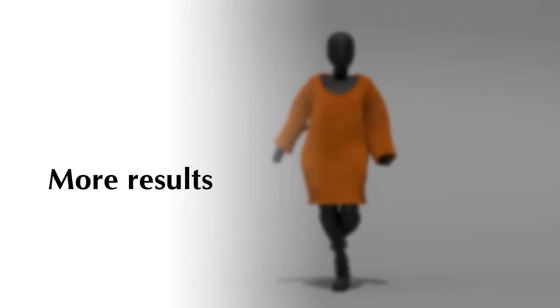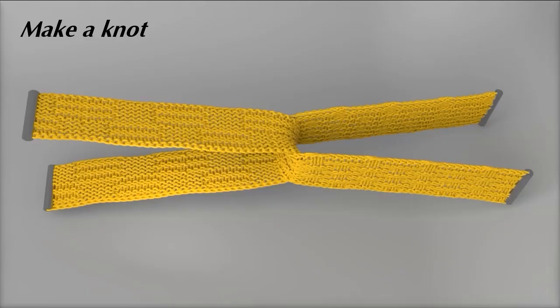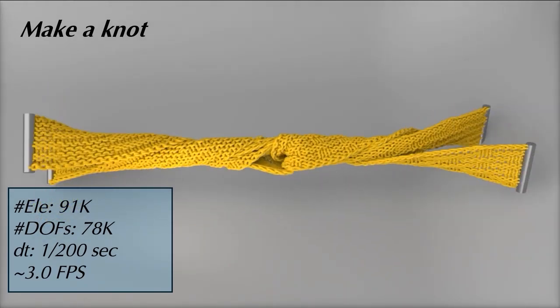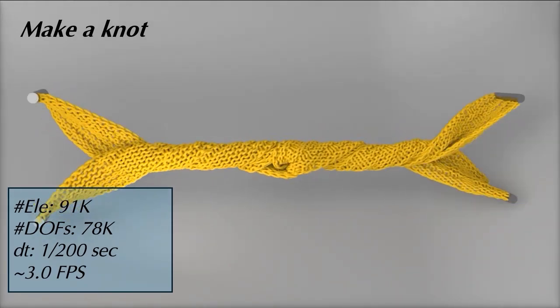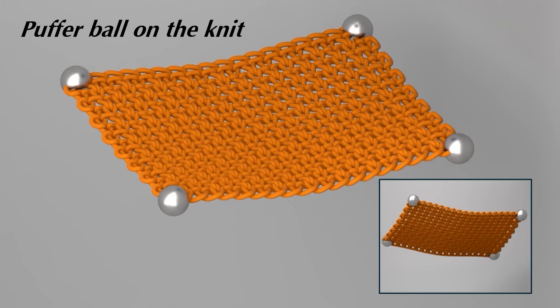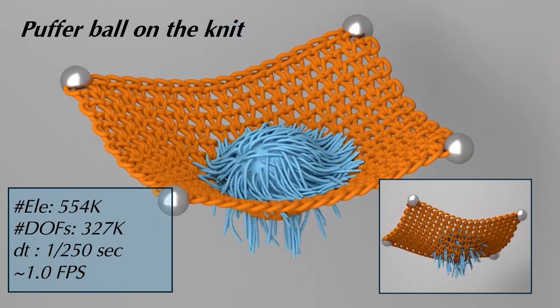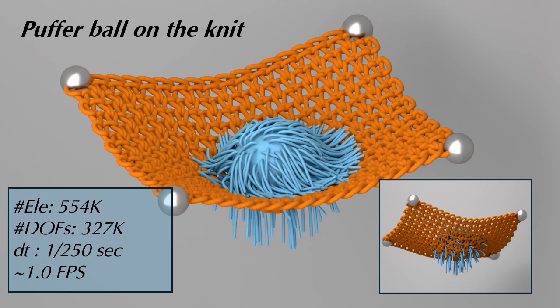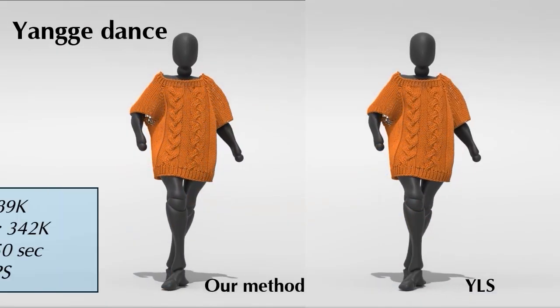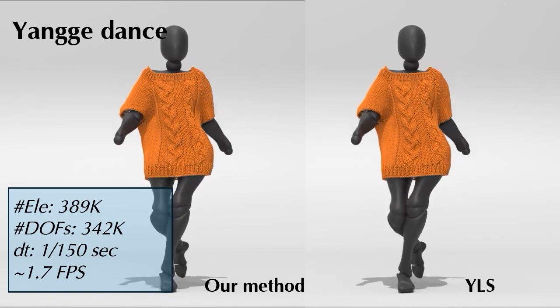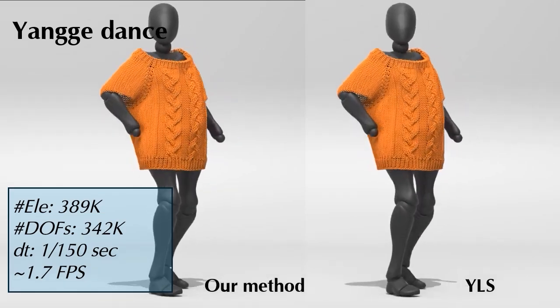Here we have some more complex experiments. There are 78,000 DOFs on this mesh, and our method runs at 3 fps for this example. Here we drop a puffer ball with 207,000 DOF on stockinette fabric. The homogenized mesh has 102,000 DOF. In these examples, the mesh-level simulation is about 100 times faster than the yarn-level simulation.